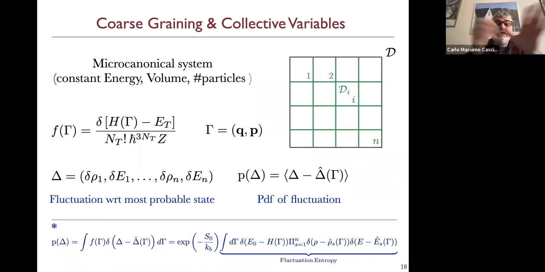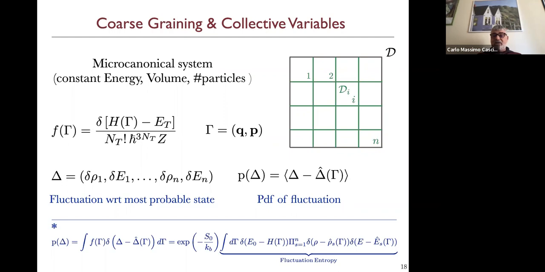So let me start with the microcanonical system, that is an isolated system which conserves energy in a given volume with a given number of particles. From that, elementary statistical mechanics tells us what is the equilibrium probability density of the microstate. So the microstate is the collection of position and momenta of all the particles, the atoms or molecules, forming the system. And then what we do, we coarse grain this system, dividing it in cells.